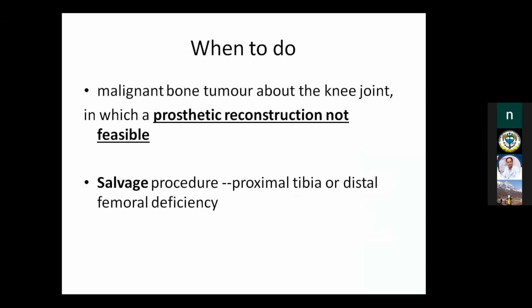I always tell people it's not like dal bhat, it's like biryani. You know how to cook it, but you do not cook it every day. So it's for malignant tumors of the knee joint in which prosthetic reconstruction is not feasible. There will be a lot of causes for the prosthetic reconstruction not being feasible. It's a salvage procedure for proximal tibia or distal femoral deficiency, including total knees to everything.